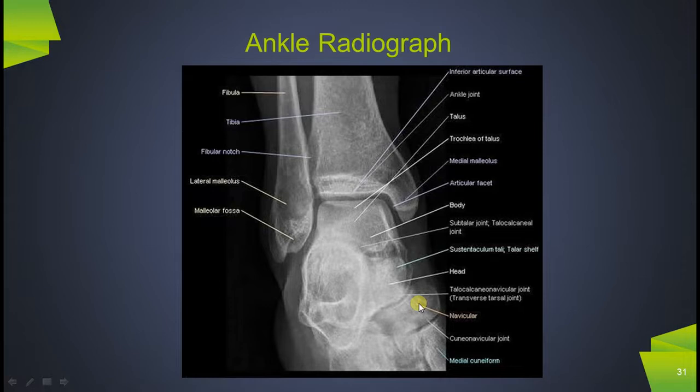Talocalcaneo-navicular joint actually forms your mid-tarsal joint. Posteriorly, between the talus and the calcaneum, you are able to see what is called the subtalar joint. Okay, that is the navicular, and then there are the cuneiforms: medial, intermediate and lateral cuneiforms. You are able to see them in the radiograph. This is the malleolar fossa of the fibula.